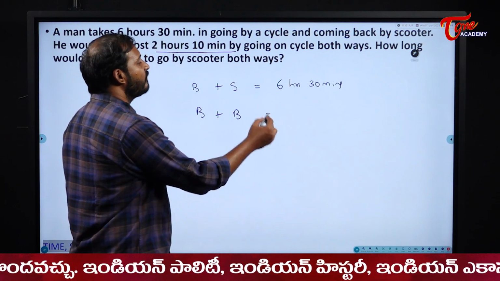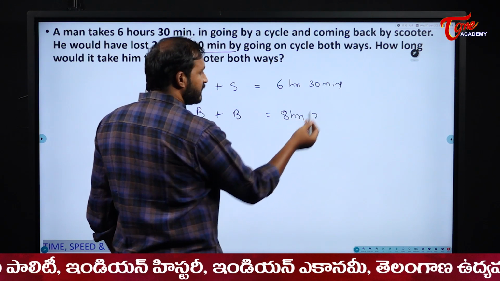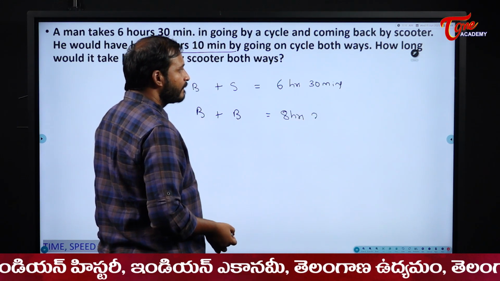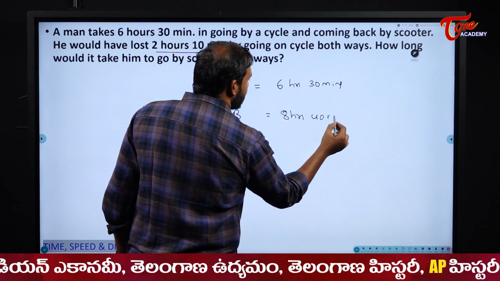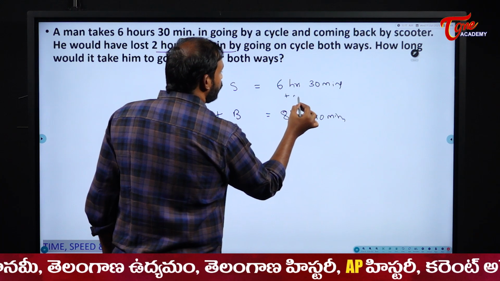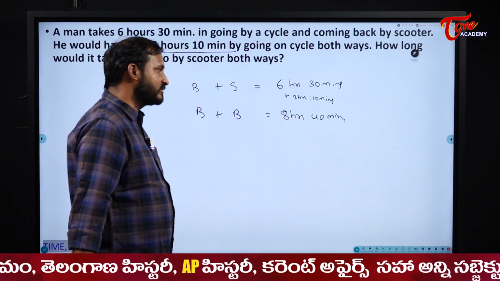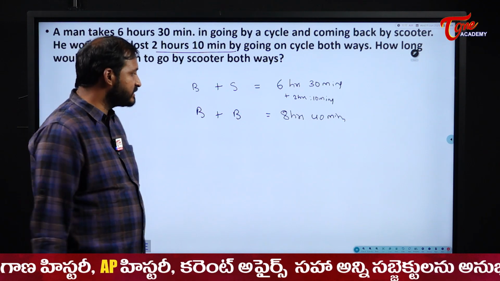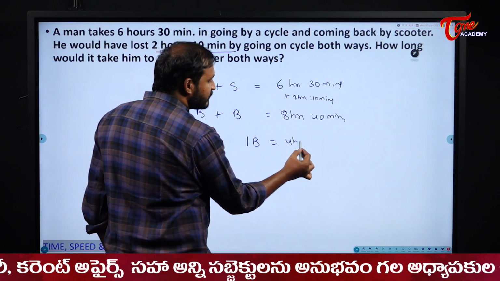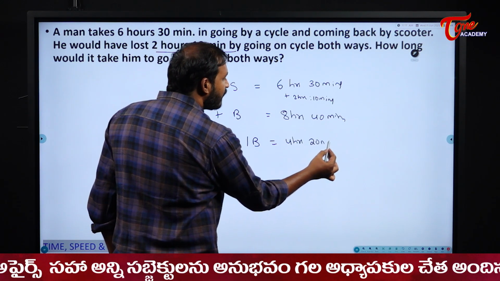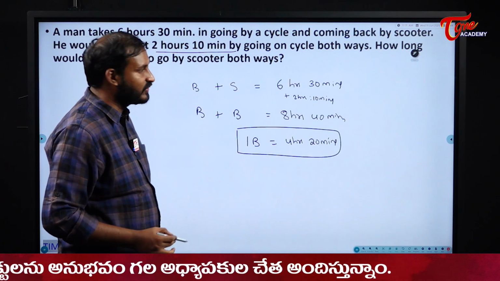So he would have taken what time? 8 hours 40 minutes. I am adding 2 hours 10 minutes to this one. 2 hours 10 minutes. It will take what? 8 hours 40 minutes. That means to go one way on bicycle, how much time you will take? 4 hours 20 minutes, right? Half of 8 hours 40 minutes. One way on bicycle he will take 4 hours 20 minutes of time.